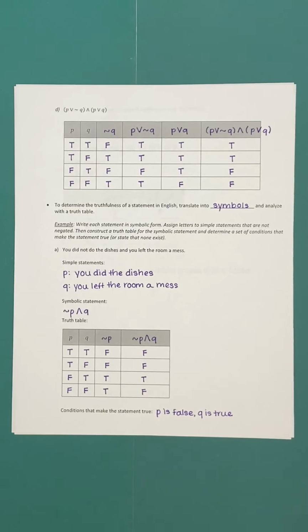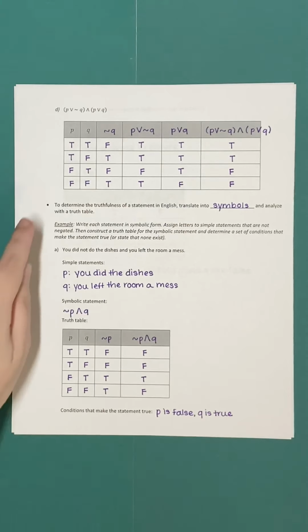The idea is if we can take something in English, in the actual written language, and put it into something symbolic, then we have these kinds of techniques that we can apply in order to determine what we're looking at, in order to analyze the statement we have. So we have a couple different layers here.